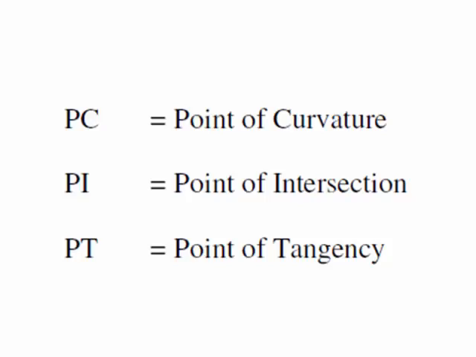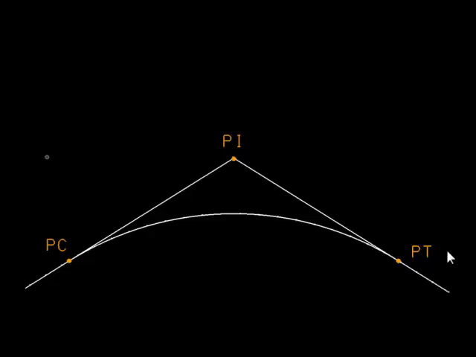We have three primary control points that help describe the relationship of the curve and these two tangents. The first is the point of curvature, the second is the point of intersection, and the third is the point of tangency. The point of intersection is the location where the two tangents intersect.